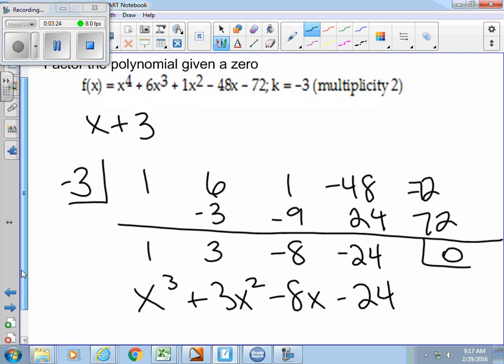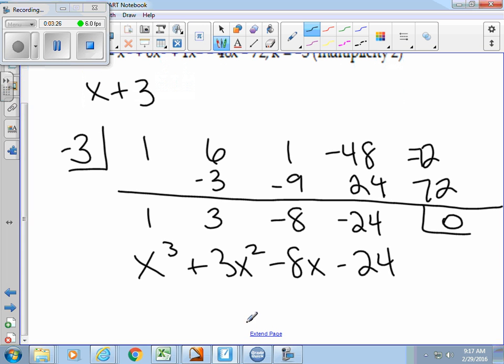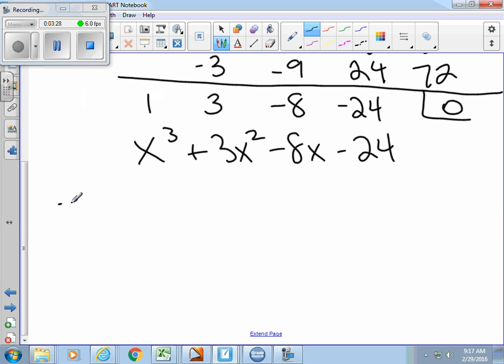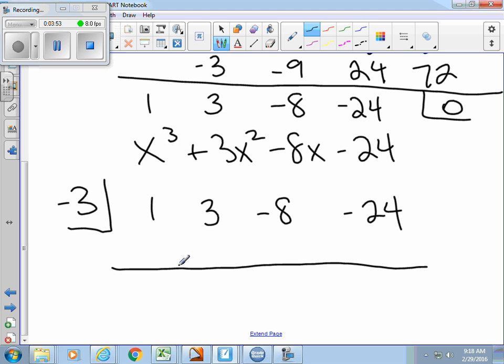So you know what I'm going to do? I'm going to do it again. So I'm going to put a negative 3 in the box again. But this time I'm going to use this polynomial. Well, it's the x, so I'm using this again. If it's multiplicity 2, now they could give you 2 different zeros, but if it's a multiplicity 2, then we're dividing the same thing out twice.